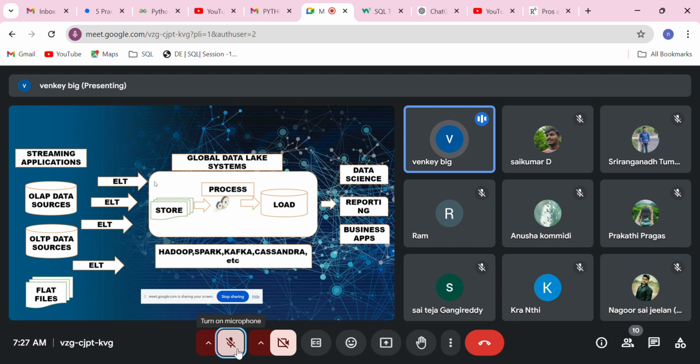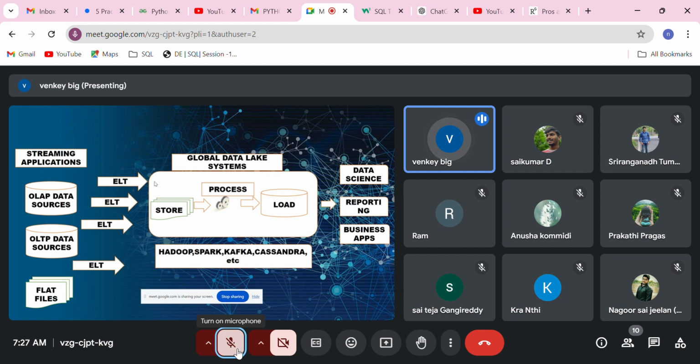We will be using a lot of technologies in data engineering. One of the technologies is Hadoop and Spark. These are the two technologies that we used in on-premise systems. In the cloud, we'll have different services, which we'll see later.